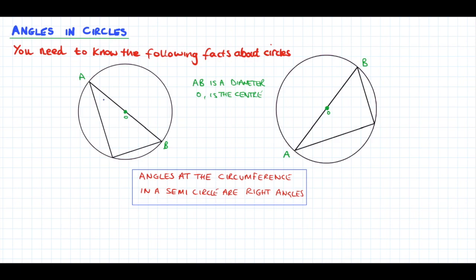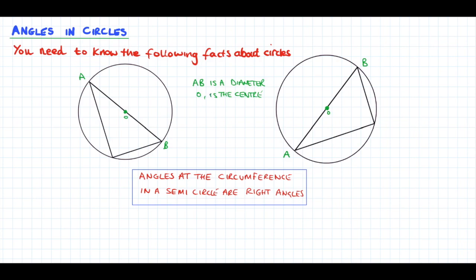Now we're going to look at angles in circles. And there are a few facts that you need to know when you are answering this type of question in an exam. First one that you need to know is that the angles at the circumference in a semicircle are right angles.